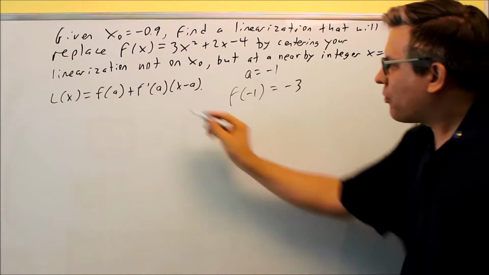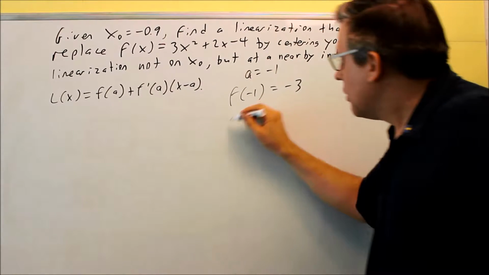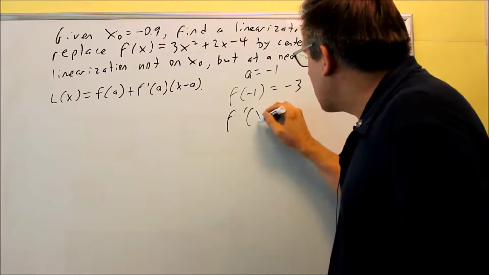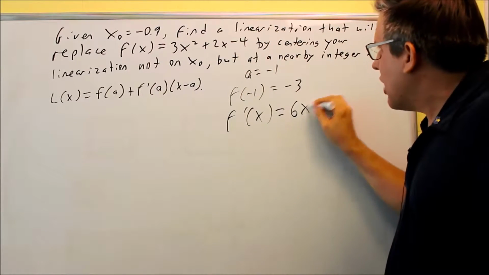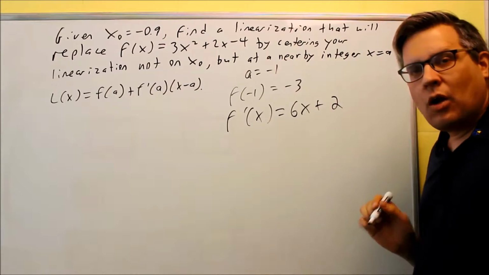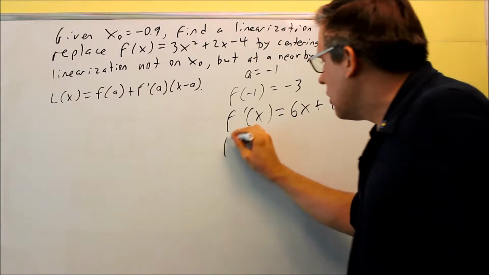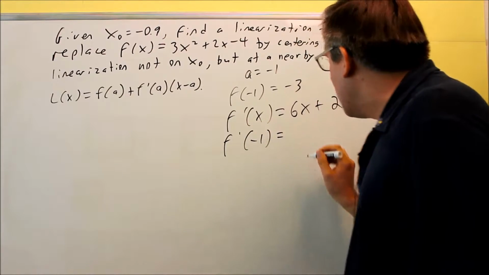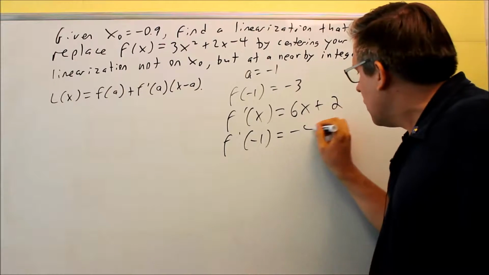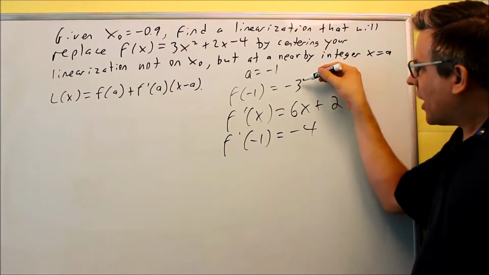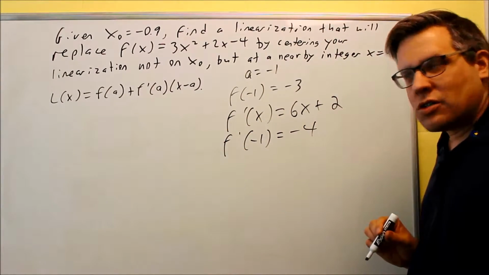Next, we want to find f prime of a. We need the derivative. We can find the derivative using the power rule. So f prime of x, let's find the general derivative first. 2 comes down, 6x plus 2. We want to find f prime of a, and our a value was negative 1. So f prime of negative 1: 6 times negative 1 is negative 6, plus 2, you get negative 4. So now I have negative 3 and negative 4, which I can use to get the linearization.